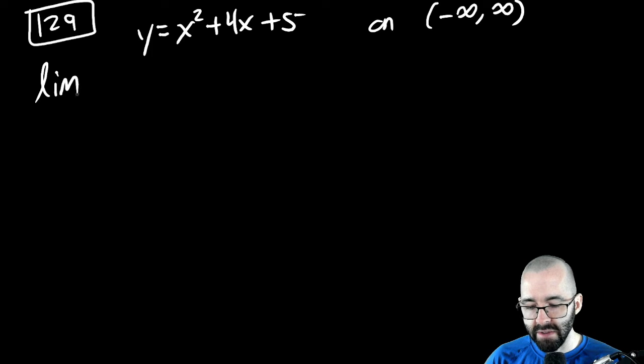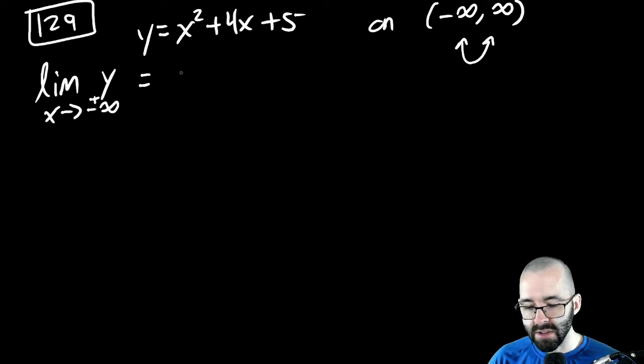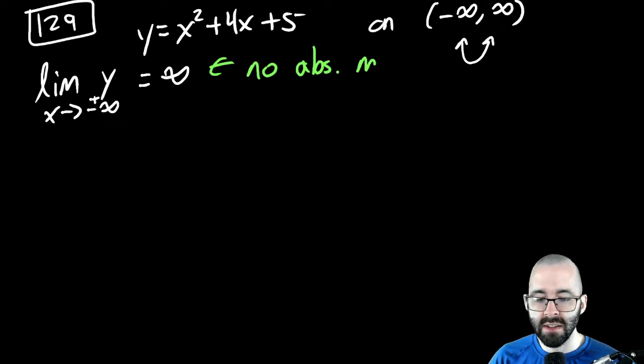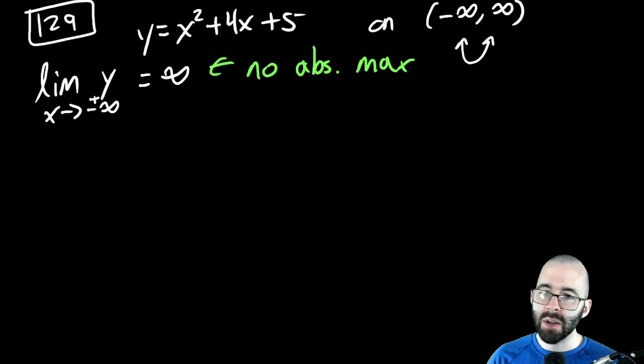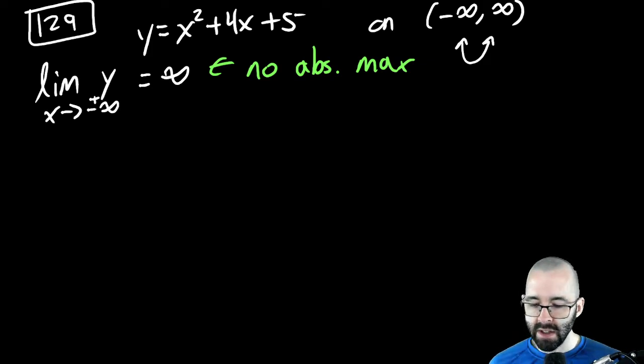So the limit of this function, the limit of y as x goes to the left. Well, this is a parabola with a positive leading coefficient. So to the left, it goes to positive infinity, and to the right, it also goes to positive infinity. So right off the bat, we know there's going to be no absolute max, because no matter how big we get, we can always go bigger. But to find the absolute minimum, we're going to find critical points. So we look at critical points.